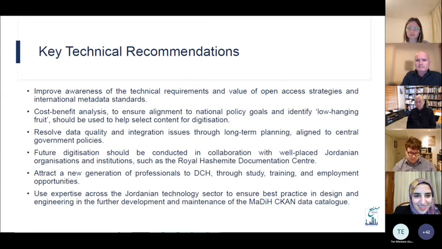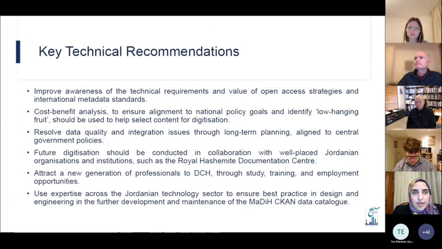I just forgot to mention the project partners. We have King's College London from the UK, with Dr. James Smithis as the project principal investigator. We have the Hashemite University from Jordan as an academic partner, where Dr. Fadi Balawi was the project principal investigator as well.